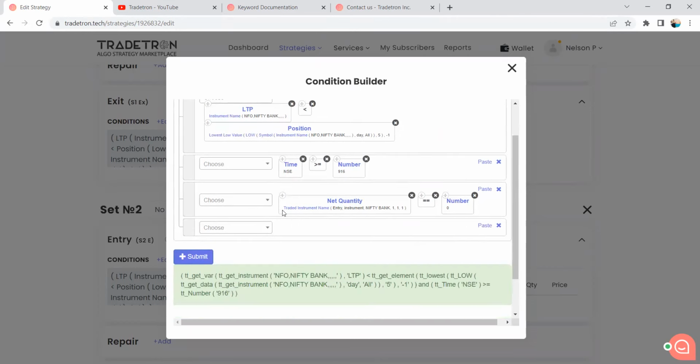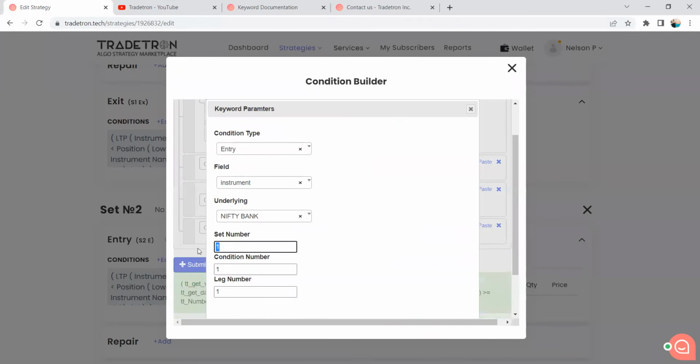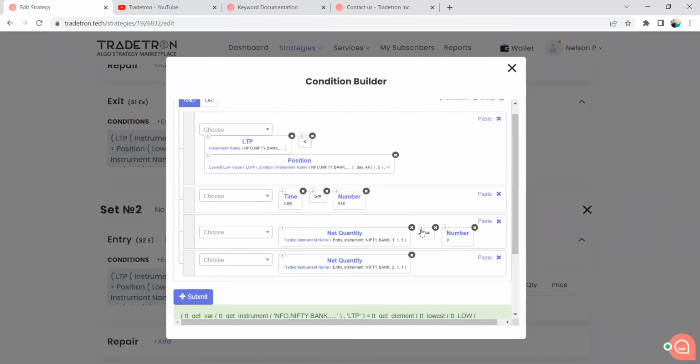So I will put another condition that set number 1 instrument 1 is also 0 and set number 2 instrument 1 is also 0. I'm not checking the chats right now. I will check at the end because we'll take the queries only at the end.